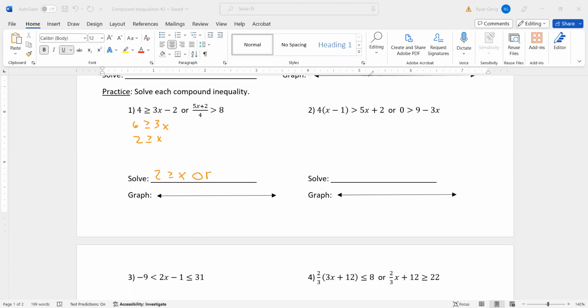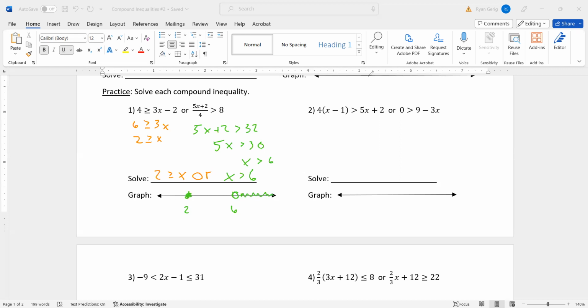Next one has a fraction involved. I'm going to multiply by 4 first. 8 times 4 is 32. Subtract 2. Divide by 5. I get x is greater than 6. So I've got 2 and 6. Open and closed at 2.